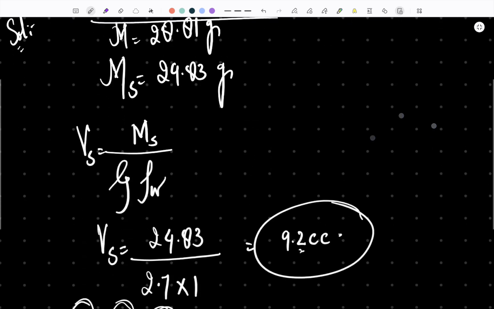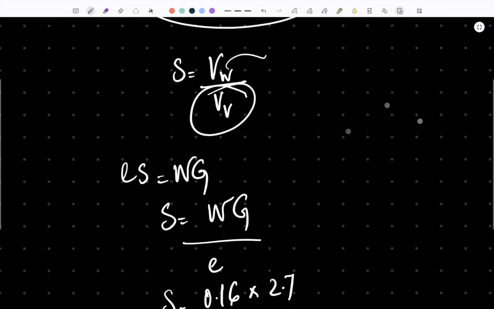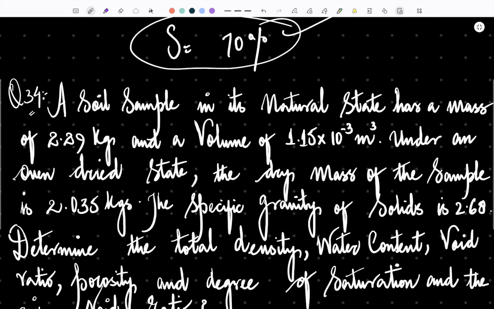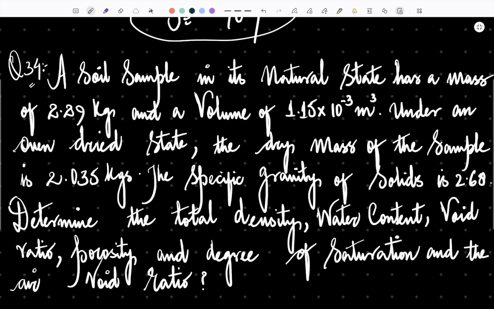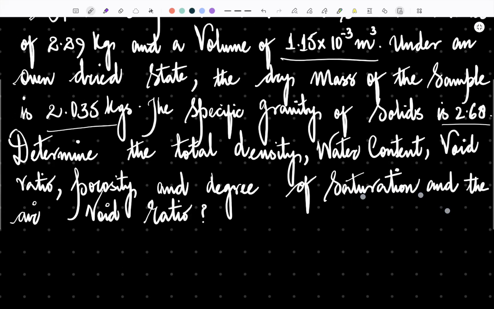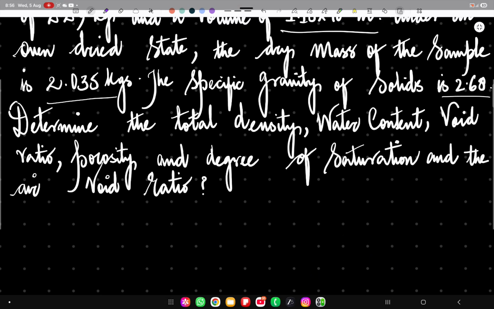Moving on to the next question. All right, so the next question is this one. A soil sample in its natural state has a mass of 2.29 kgs and a volume of this much. Under an oven-dried state, the dry mass of the sample is this much. The specific gravity of solids is 2.68. Determine the total density, water content, void ratio, porosity, degree of saturation, and the air void ratio as well.